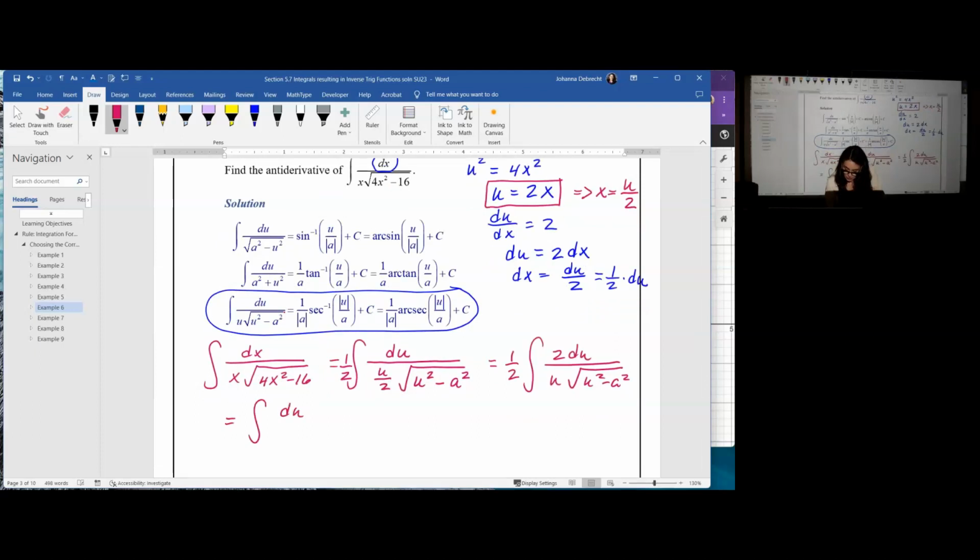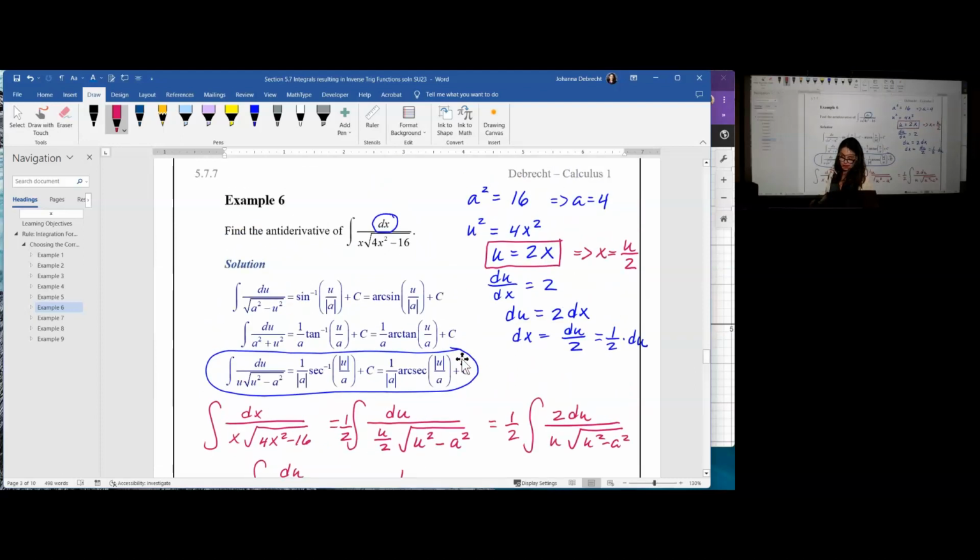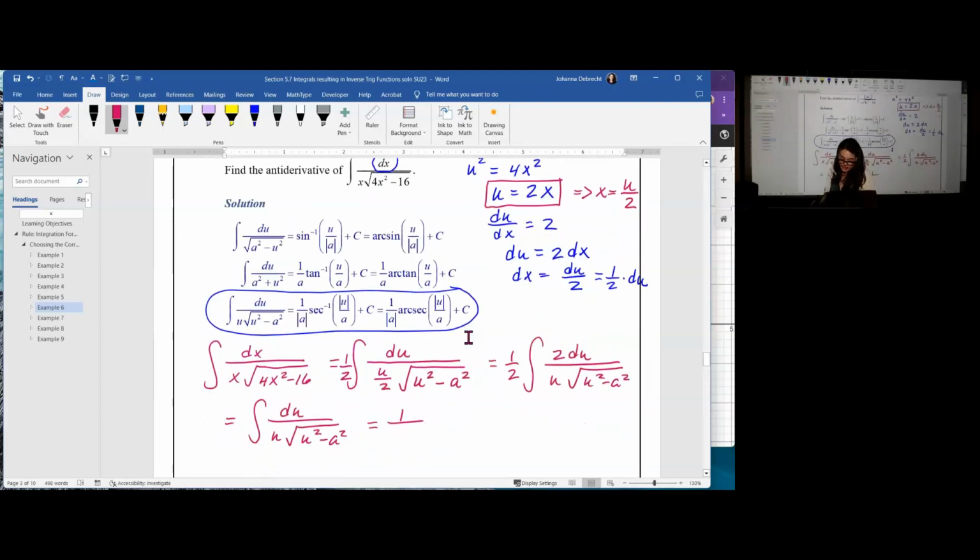Now I can go ahead and use the formula and apply each piece, back substituting to the original variables. This is going to give me 1 over the absolute value of a, and our a squared was 16, so a is 4. So I get 1 over 4 arcsecant of the absolute value of u, which is 2x, divided by a, which is 4, plus a constant.